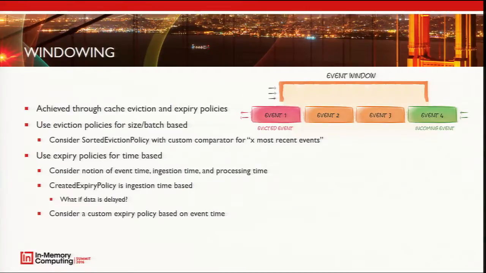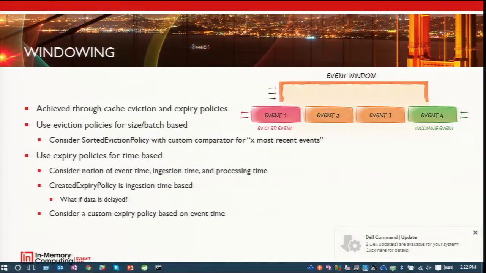It could show up hours later. Well, do I care anymore? Do I just throw it out? Do I try to update an old result? So these are really important semantics. And one of the simplest expiry policies that you can have is the created expiry policy. It's already there for you, and you can use it, but it's based on ingestion time. So I would say it's maybe important to create a custom expiry policy that's based on event time if your data has event time in it.